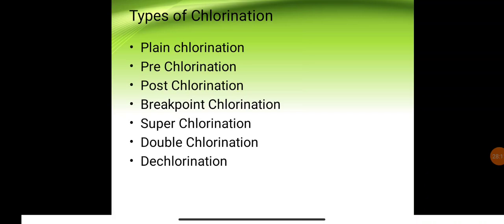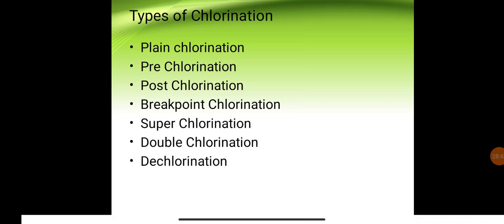Then what is meant by plain chlorination? When we add chlorine to the water, it helps in removing bacteria. That means the raw water is given chlorine treatment. When we add some chlorine to the water, we call it plain chlorination. Just by adding chlorine to the water, we remove bacteria, organic matter, and color from the raw water.